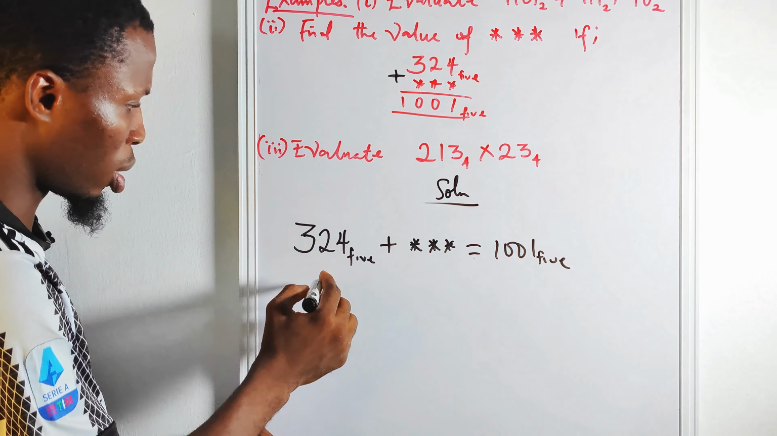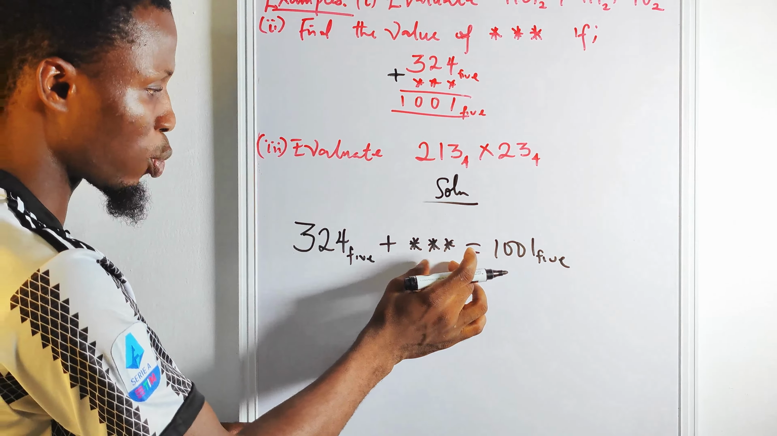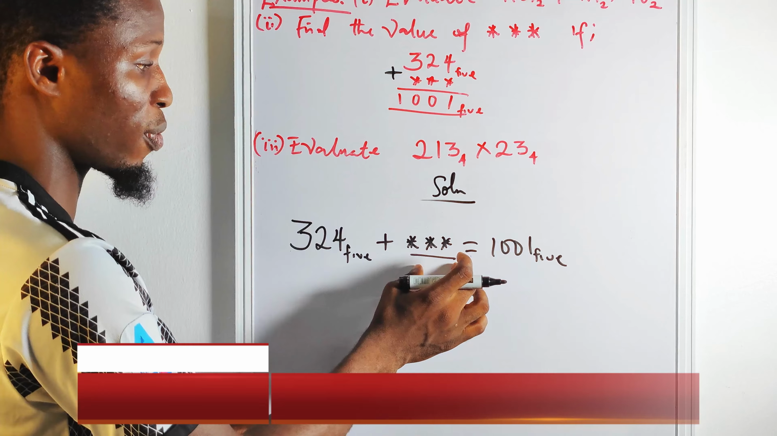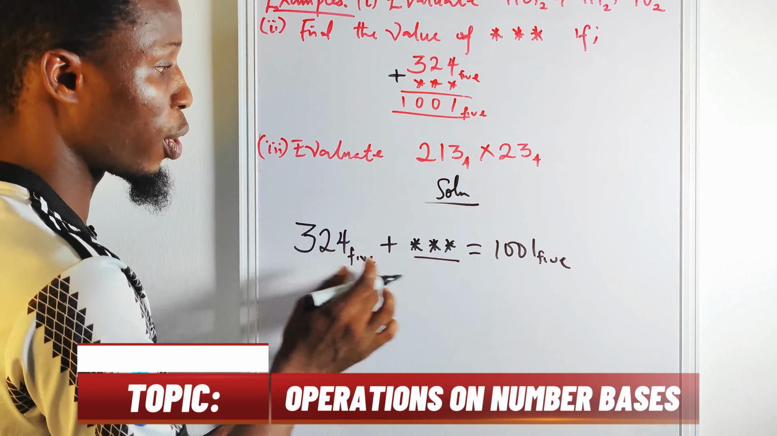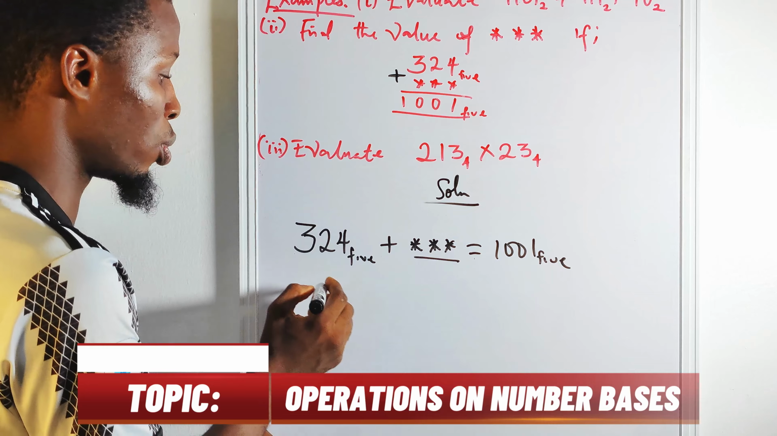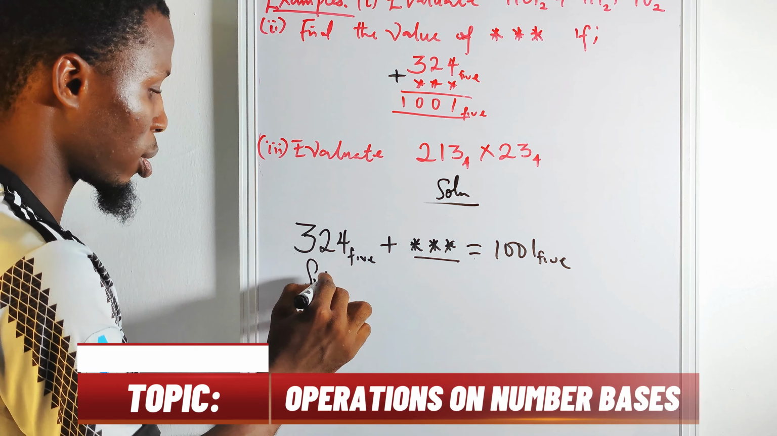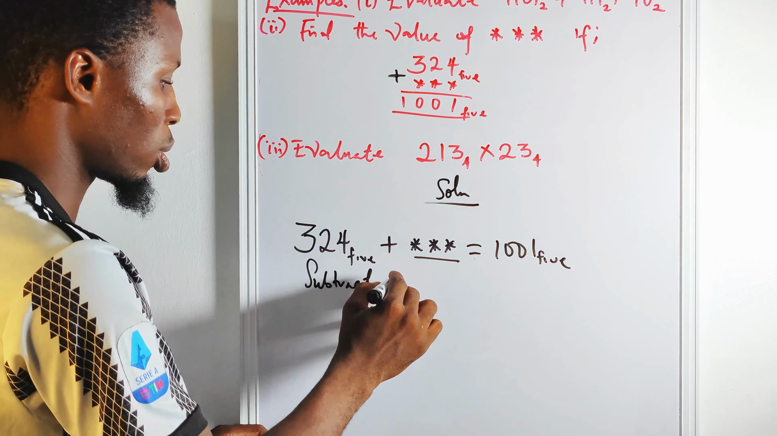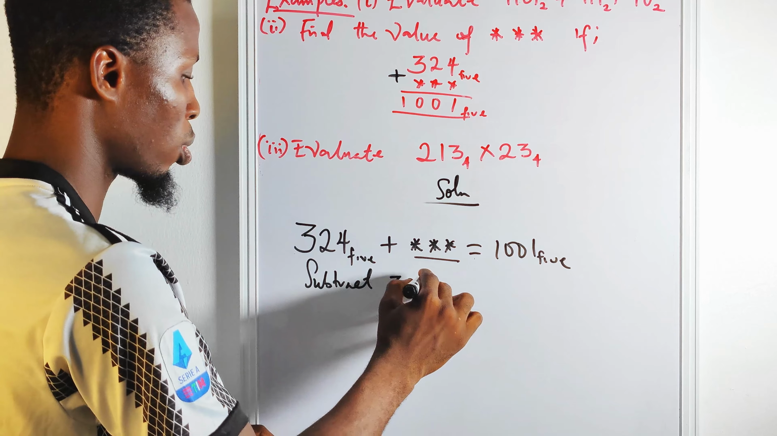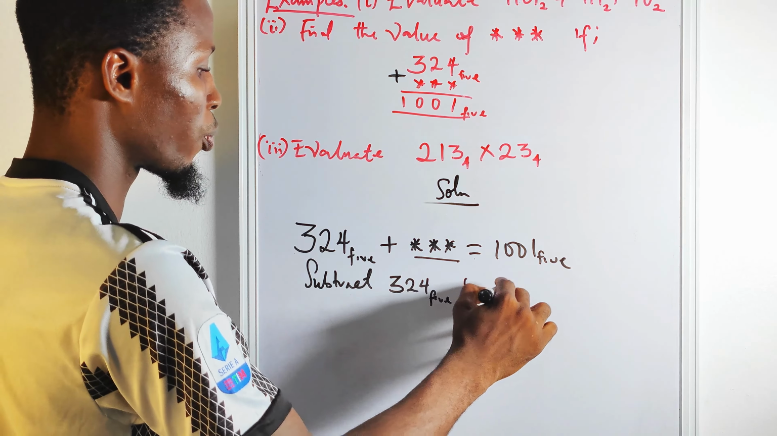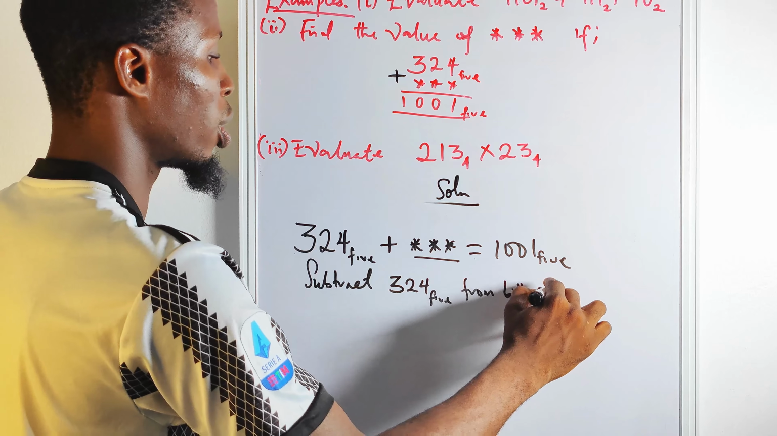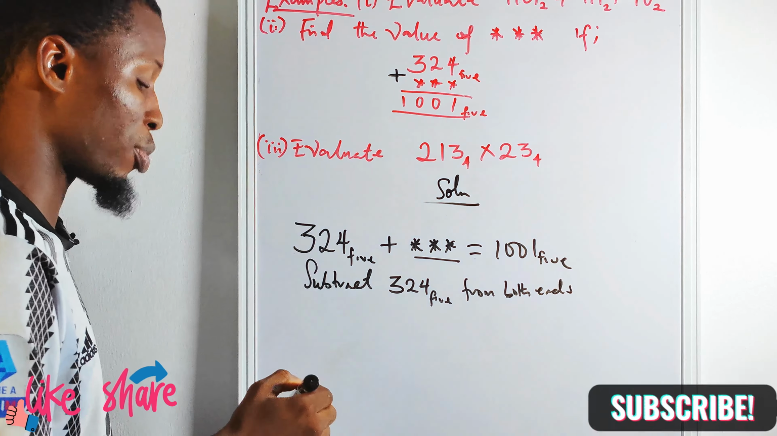So in this instance, this is what we are looking for. It's just like changing the subject of a formula. So we'll make this the subject of our formula. So what are we going to do? We have 34 here that needs to come to this place. So what do we do? We subtract 34 base 5 from both ends. Now why do we subtract?